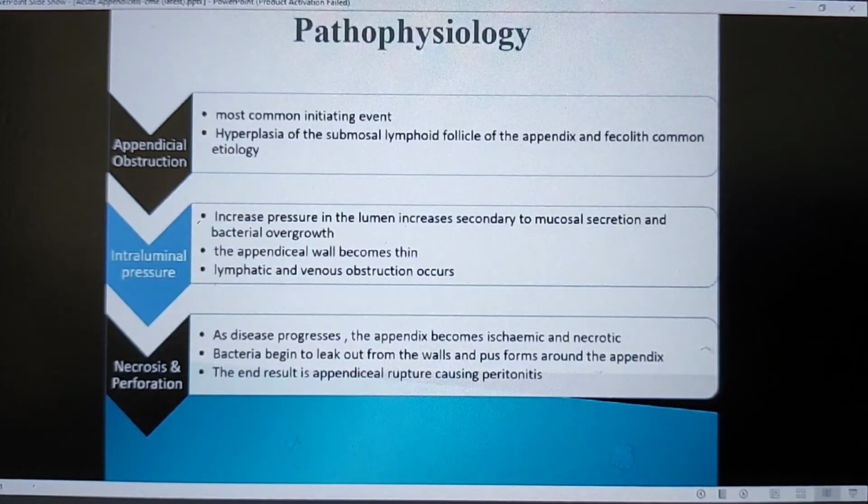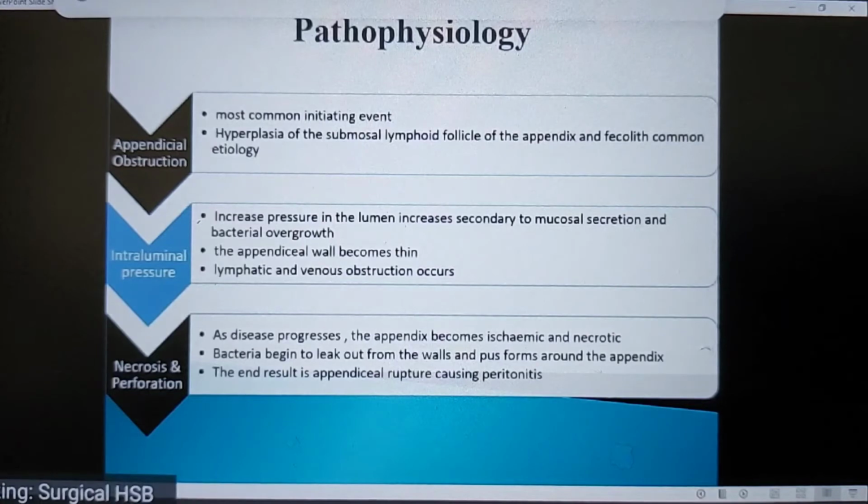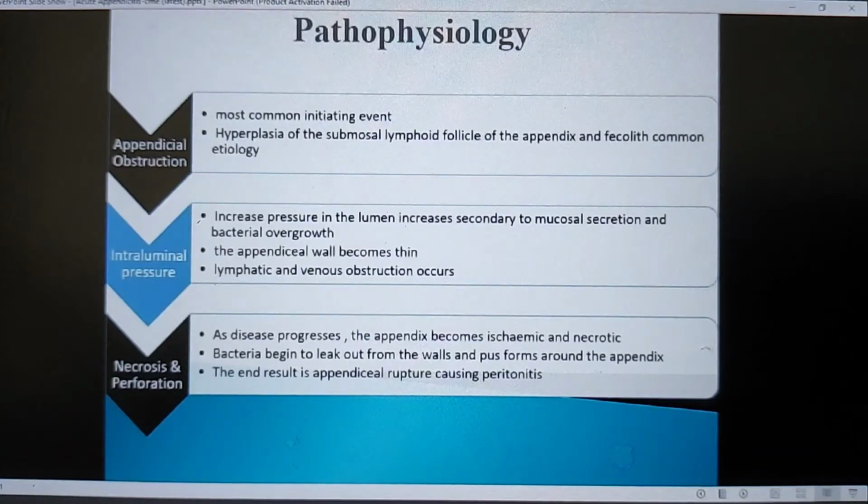We have to know the pathophysiology of why acute appendicitis can occur. It is basically divided into 3 phases: obstruction, increase in intraluminal pressure, and necrosis and perforation. At first, there is obstruction caused by a fecalith or bacteria, with hyperplasia of the submucosal lymphoid follicles of the appendix. It may be due to multiple causes.